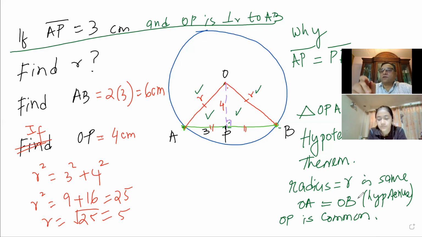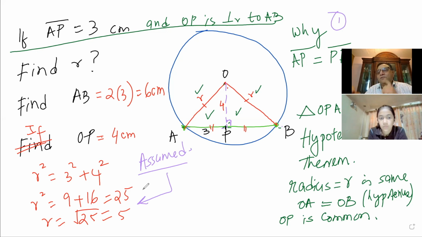So step number 1, think why AP is congruent to PB. Here you assumed, correct? And you got the right answer. I'm not saying it's a wrong answer. But what you should be doing? First you prove it, because you're learning congruent triangles, correct? So first you prove that from the hypotenuse-side theorem, these two triangles are congruent. And therefore, this is true. Is that clear? AP is PB.